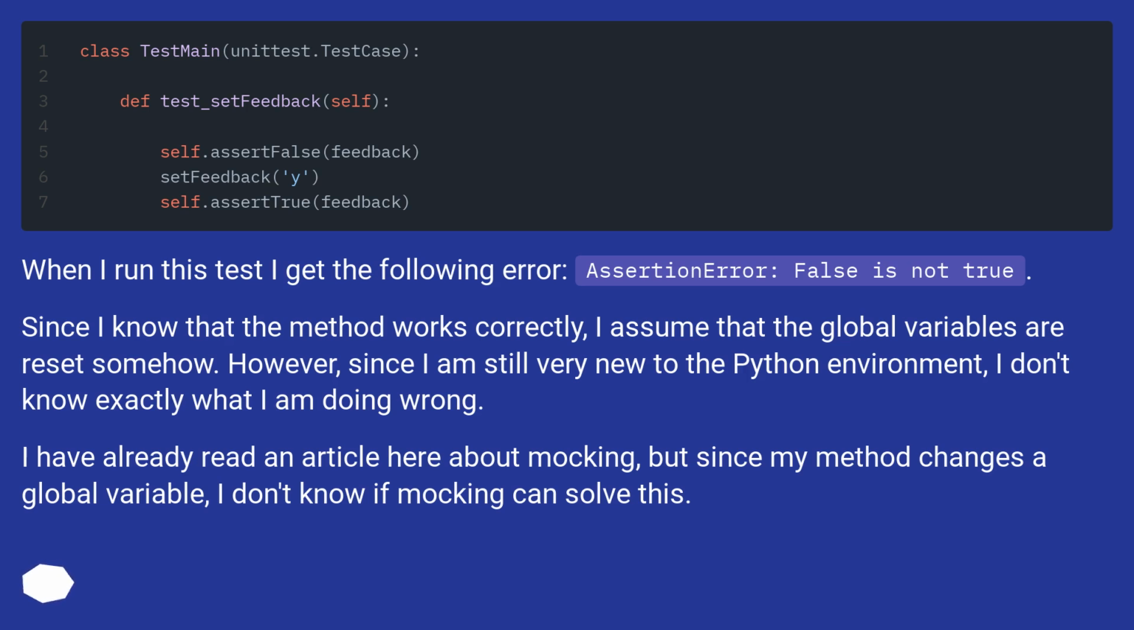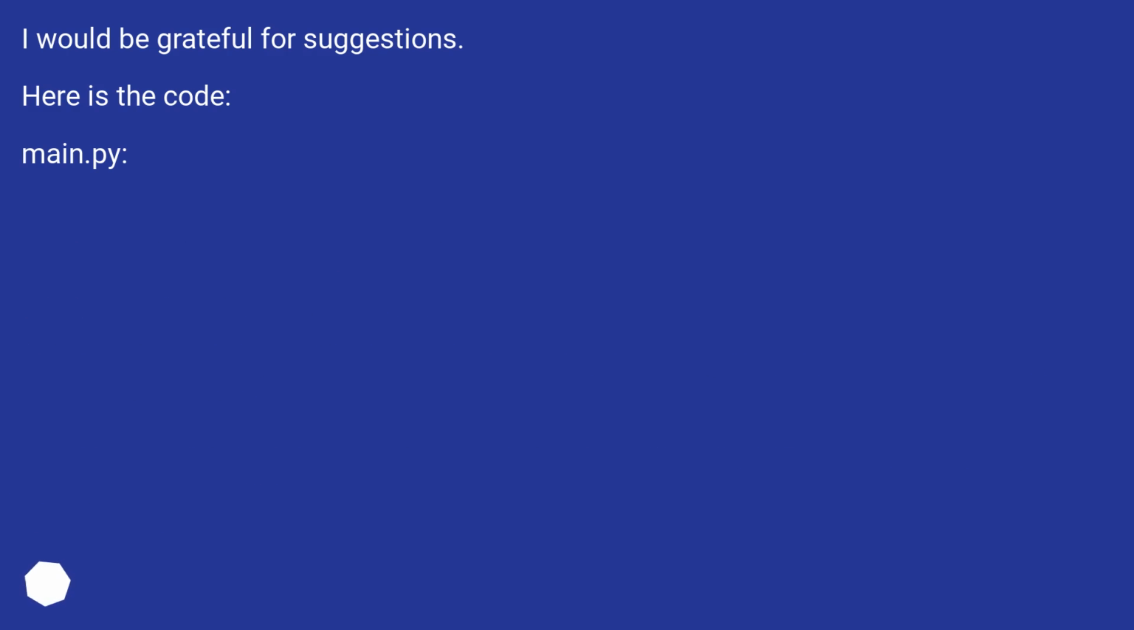I have already read an article here about mocking, but since my method changes a global variable, I don't know if mocking can solve this. I would be grateful for suggestions. Here is the code.